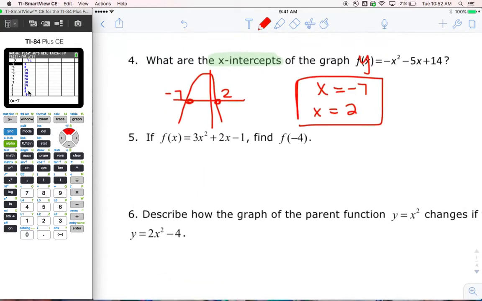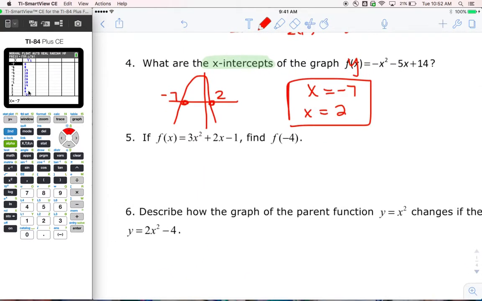Question number 5. In order to answer question number 5, you need to have a basic understanding. This is just function notation. We actually did this in the second unit of the whole year. We've got f of x equals 3x squared plus 2x minus 1. But then on the end, it's asking for f of negative 4. So it's crucial that you understand that because x was in there, and now negative 4 is in there, we should know that this number in here is an x value.